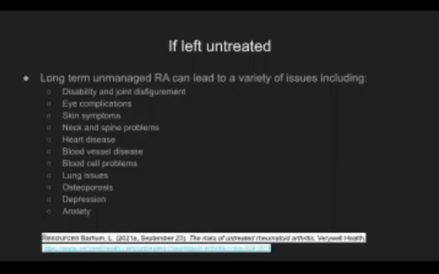Long-term, unmanaged RA can lead to a variety of issues, including disability and joint disfigurement, eye complications, skin symptoms, neck and spine problems, heart disease, blood vessel disease, blood cell problems, lung issues, osteoporosis, depression, and anxiety.